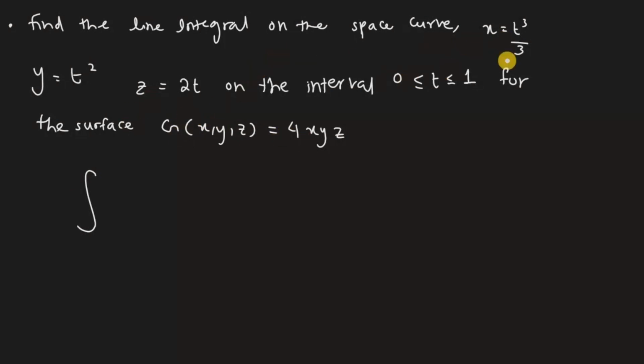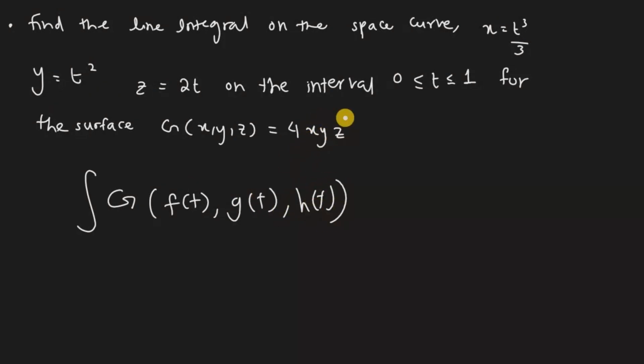Since we are given a curve, this is the curve, and this is a vector function given to us. So this is how we're going to do it. You're going to take the surface equation and plug it in. Here it says x, y, and z, right? So I'm just going to write f of t, g of t, and h of t, because a vector function looks like this, in the form of f of t, g of t, and h of t.